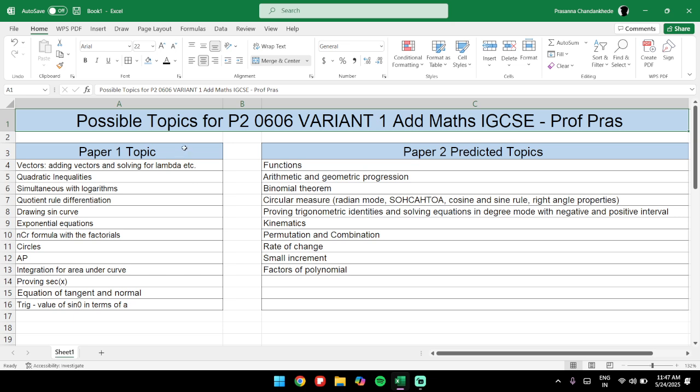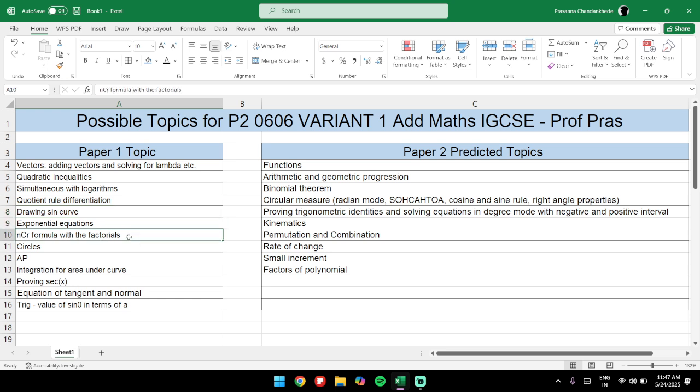Okay, so we know that the paper 1 topics were vectors, where you had to add vectors, and then in the following question you had to solve for lambda. You had quadratic inequalities simultaneous with logarithm. You had quotient rule, differentiation. But personally, I used the product rule because it looked a bit easier to me. But yeah, then we had drawing a sine curve, exponential questions, NCR formula with the factorials.